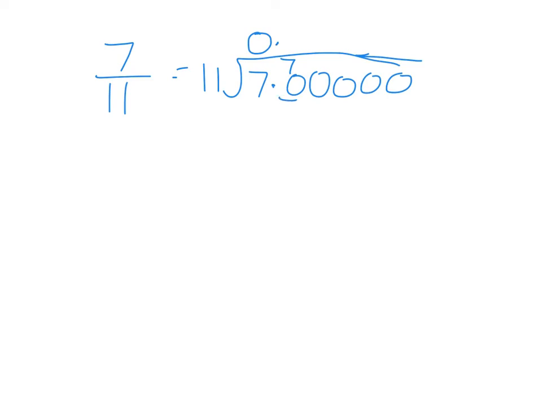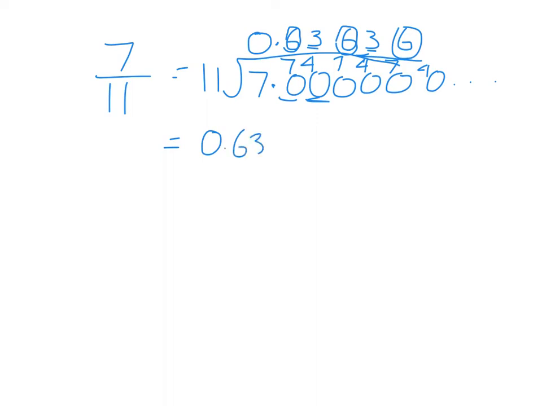11 into 70, 6, remainder 4. 11 into 40, 3, remainder 7. 11 into 70, 6, remainder 4. 11 into 40, 3, remainder 7. And hopefully you can see that this process could just go on and on forever. But I can stop because I see the pattern. Every first number after the decimal point is going to be 6. Every second number after the decimal point is going to be 3. So 7/11 is going to be 0.636363, and it goes on forever. It never stops. The 6s and 3s go on forever.